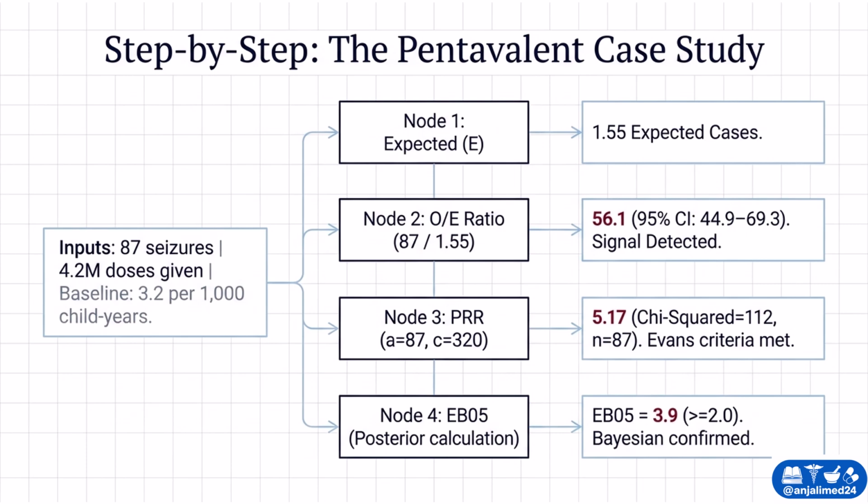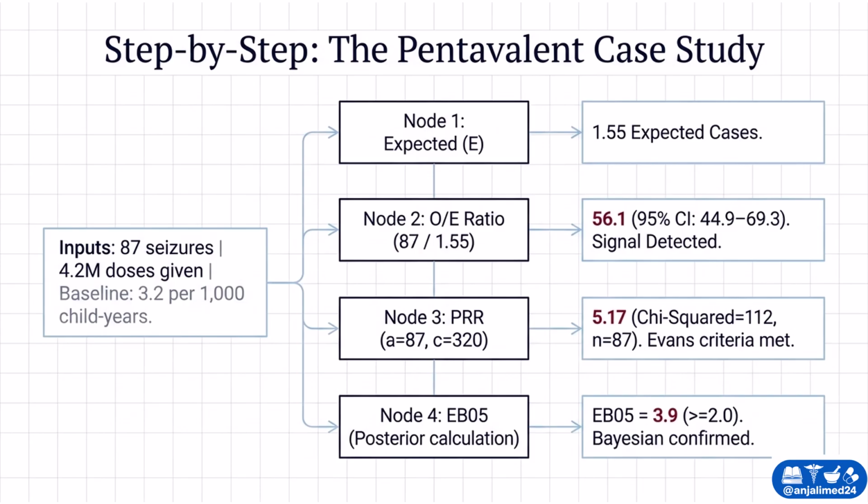The resulting O over E ratio is 56.1 with a 95% confidence interval ranging from 44.9 to 69.3. This means that the observed seizure count is dramatically higher than it would normally be anticipated based on the background epidemiology. At this stage, a strong epidemiological signal is detected. Next comes the Note 3 PRR analysis.